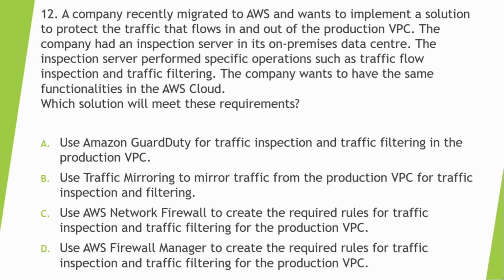So first thing, focus on the key pointers here. Traffic flows in and out of the production data VPC. Okay, and it needs traffic flow inspection and traffic filtering. So when you see traffic flow inspection and traffic filtering, which thing gives you that? AWS Network Firewall. So what is Network Firewall? It is a stateful managed service given by AWS to create the required rules that you need for inspection and traffic filtering. Okay, and you can filter the traffic at the perimeter of the VPC. You can read more about it in the given link down in the description box.